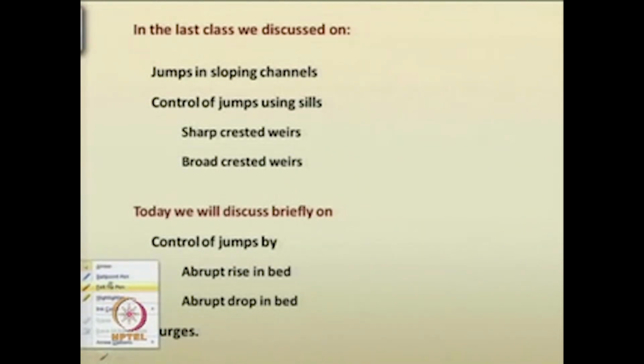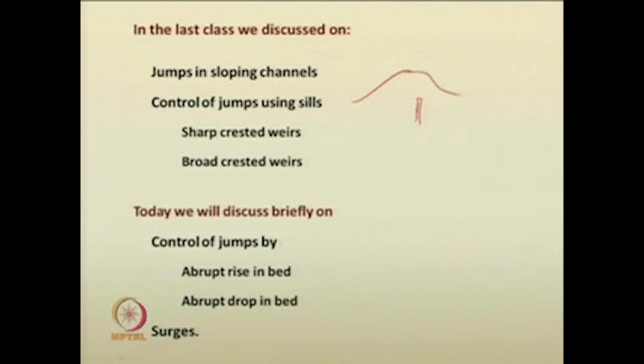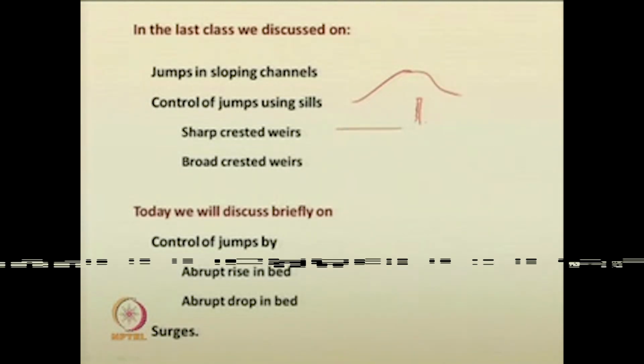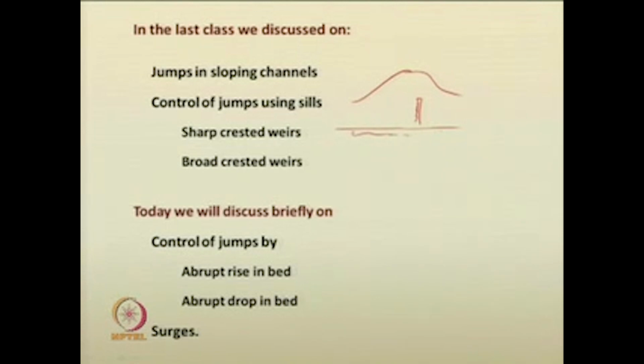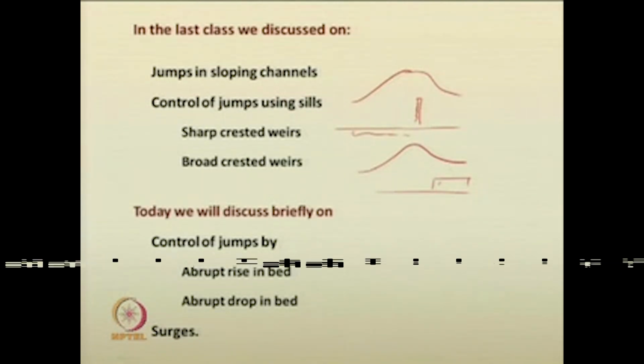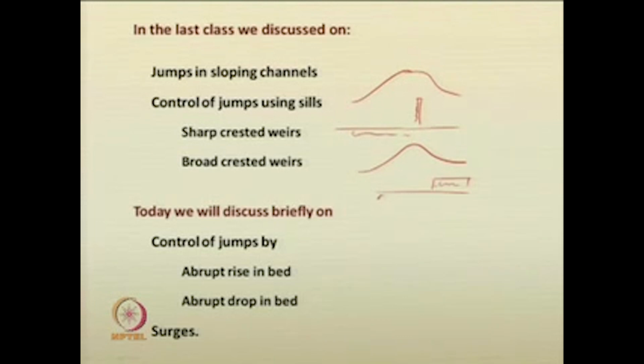We have also discussed how you can control the jumps using a sharp crested weir. For example, like this, if you have a sharp crested weir, how you can control the jump. This was discussed. Broad crested weir also we had discussed in the last class. So, jump can be controlled using a broad crested weir.